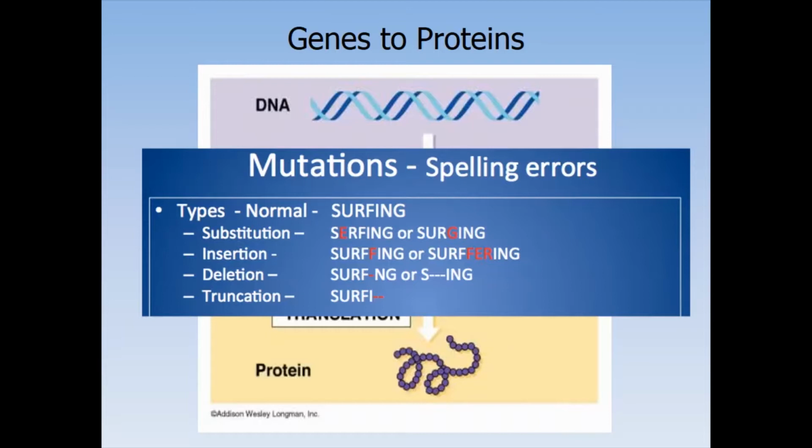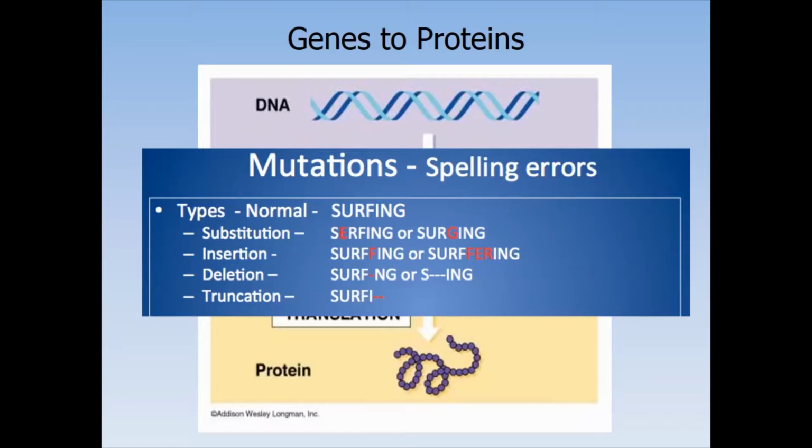If there is a substitution, so one of the base pairs gets changed, you can actually change the letter, so now you have surfing spelled wrong, or surging, which is a totally different word, right, a different protein. You can insert extra amino acids or base pairs into the sequence, so you have surfing with 2 F's, or surfering, another word. You can delete amino acids from a protein. So again, that's going to cause a problem with how the protein works. So now we don't even have the right word.